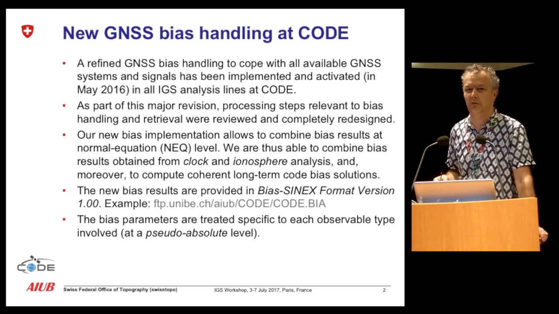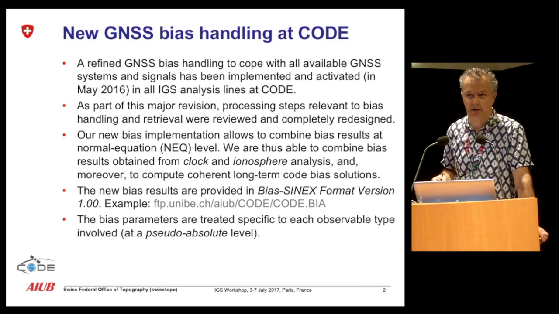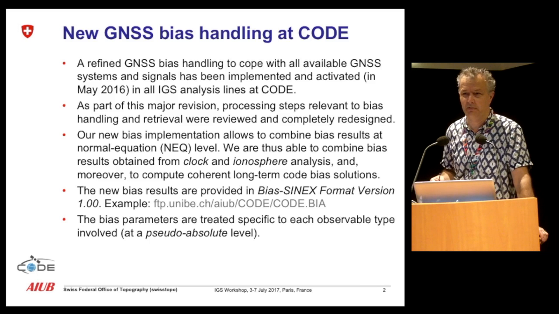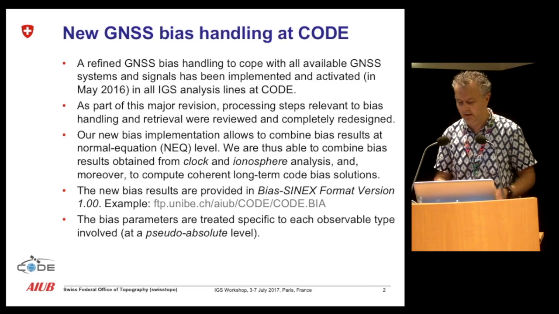So this means that we're able to combine biases from the clock analysis, where we rely on the ionosphere-free linear combination, and also from the ionosphere analysis, where we rely on the geometry-free linear combination. And also an important point, I will show the results later, is to compute coherent long-term code bias solutions. All bias products are made available in the new Bias-SINEX format version 1.00. An example file you may find here.